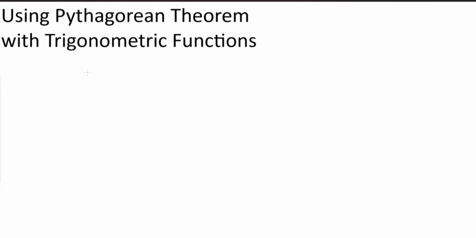Let's use some Pythagorean theorem with trigonometric functions to solve for some simple problems. So let's go ahead and start this off. Let's say we have the ground, nice grass ground, and let me make that green. And then let's say there's a wall here. All right, this is a nice wall.